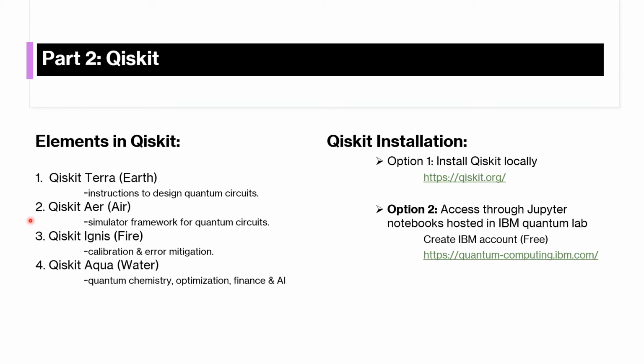The third one is Qiskit Ignis, the fire element. This is dedicated to the calibration of real quantum hardware and error mitigation. And then the last one is Qiskit Aqua, the water element. It provides access to quantum chemistry, optimization, finance, and artificial intelligence.